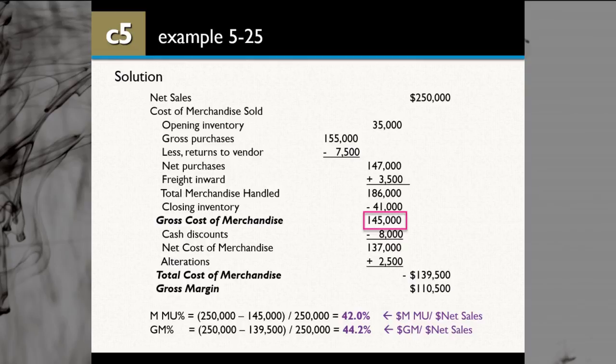So now you know how to calculate both maintained markup and gross margin percentage. And you see that once again, if you don't have the cash discount or other alteration cost, then your maintained markup and your gross margin percentage will be the same. But if you have this additional cash discount or alterations, then your maintained markup and gross margin percentage will be different.